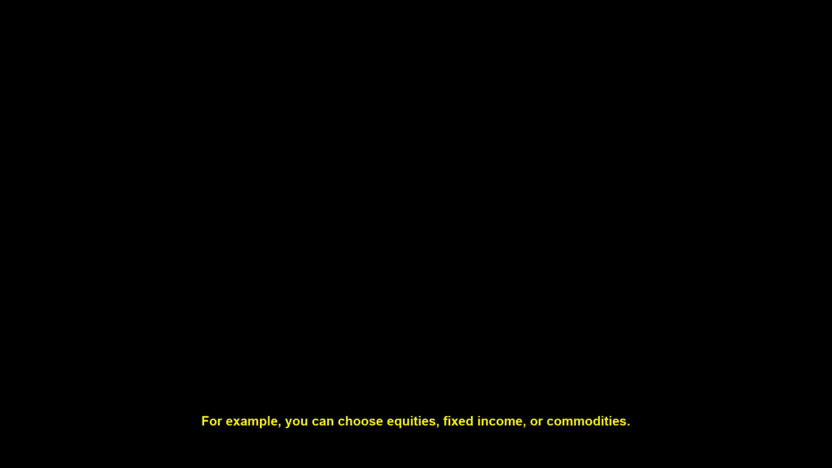For example, you can choose equities, fixed income, or commodities. Next, use the search bar to find specific securities or indices. Enter the ticker symbol for the asset you want to analyze. Once the asset page opens, review the overview and key statistics.